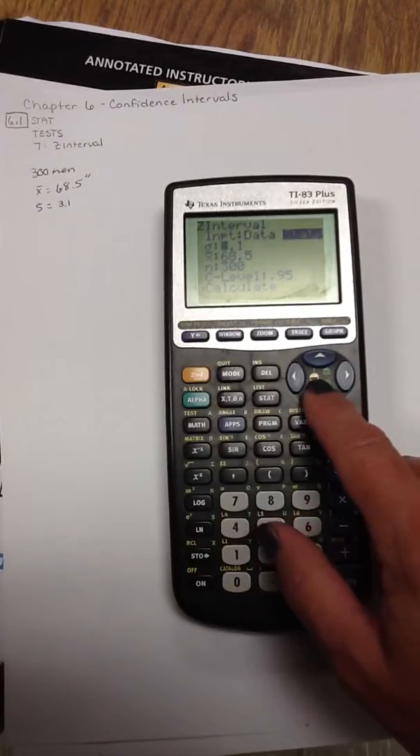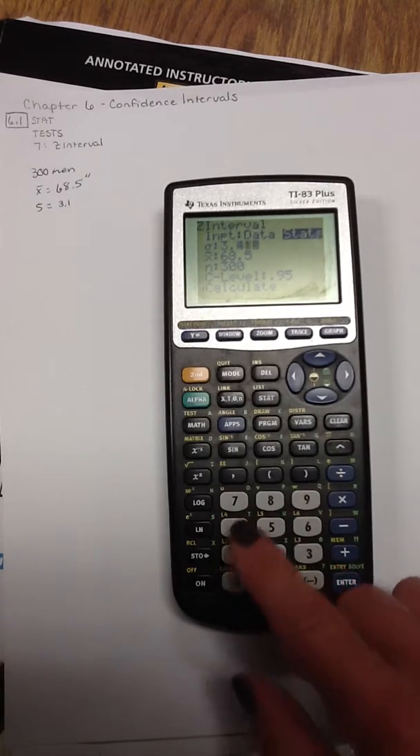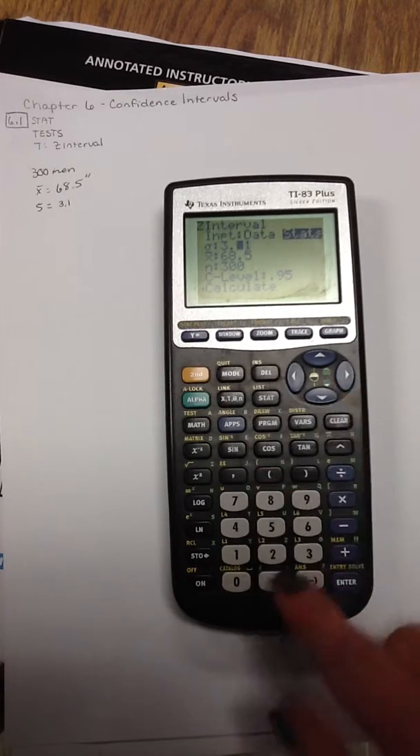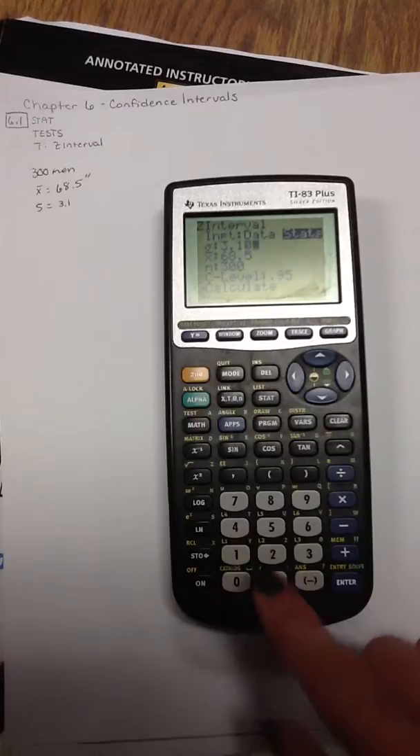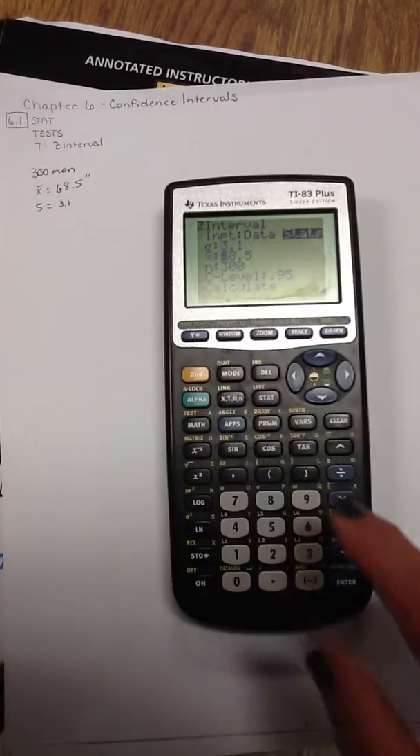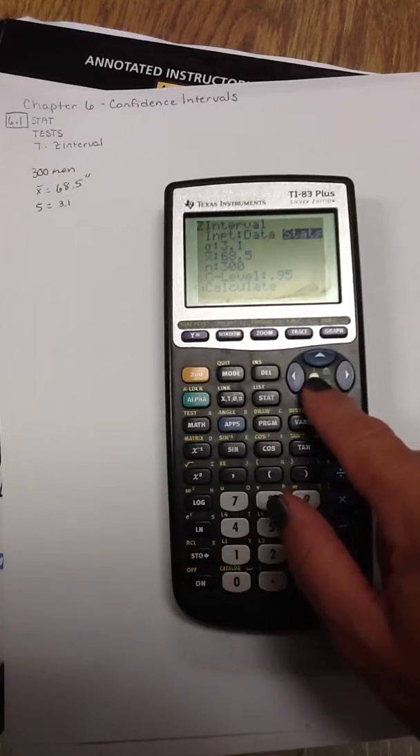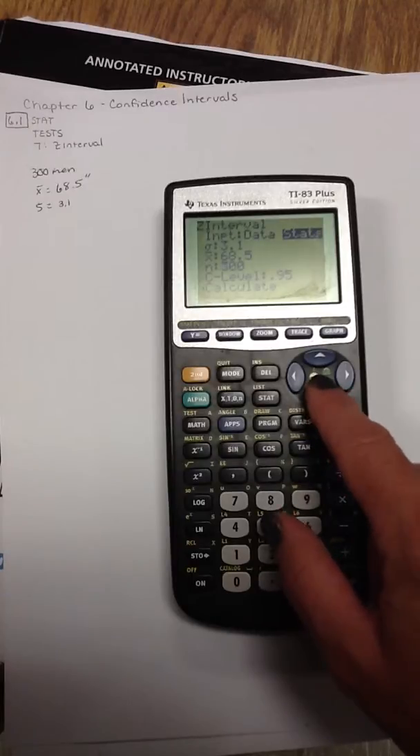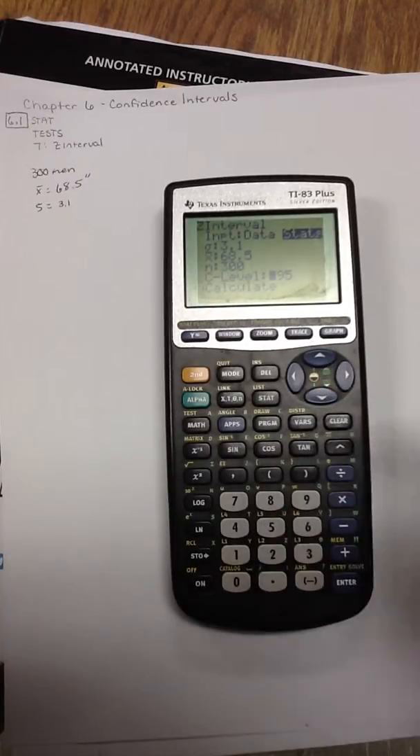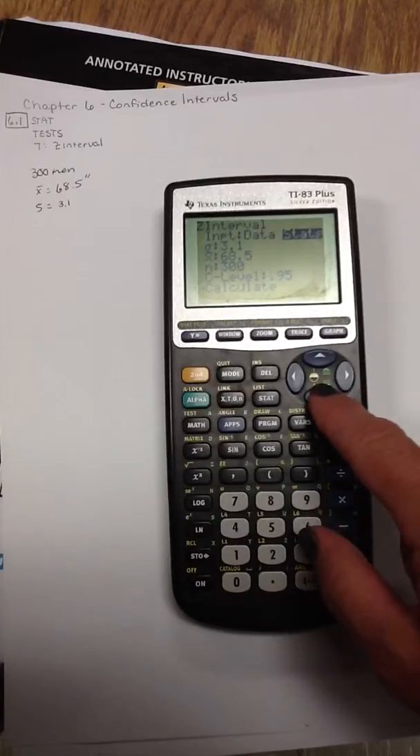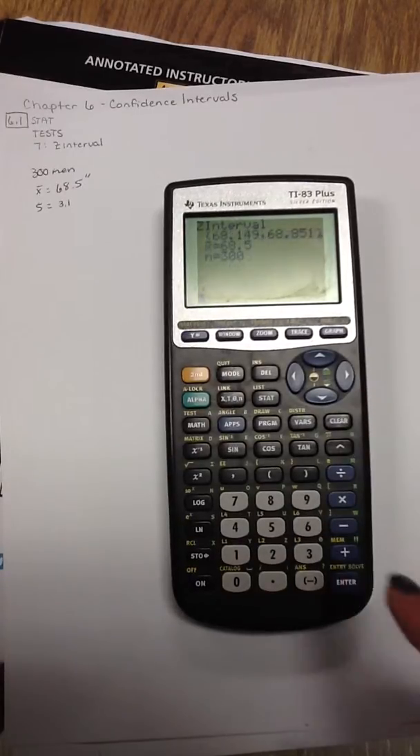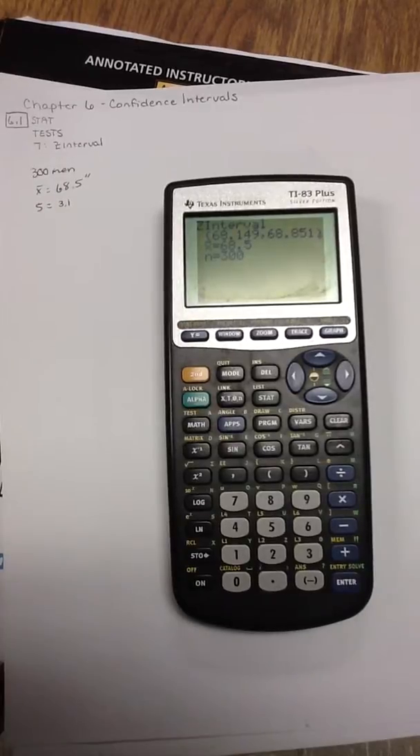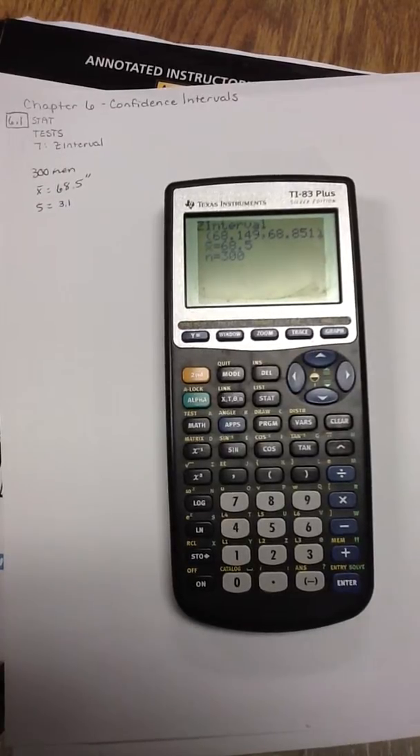The standard deviation is 3.1. The mean that we had was 68.5. We had 300 men in our study, and we're going to use a confidence level of 0.95 or 95%, and we'll tell it to calculate. It gave us an interval of 68.149 to 68.851. Confidence interval done.